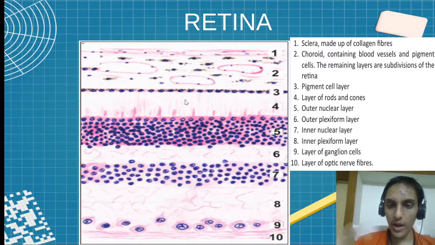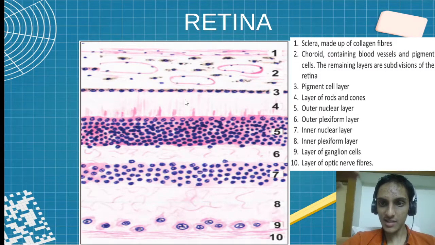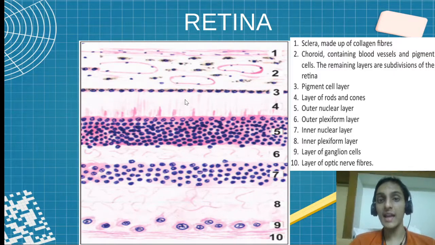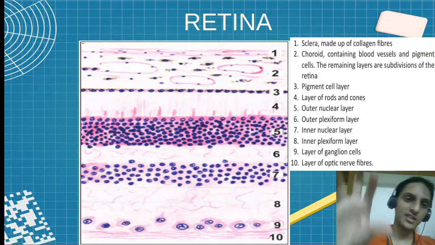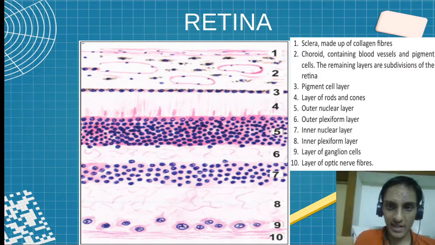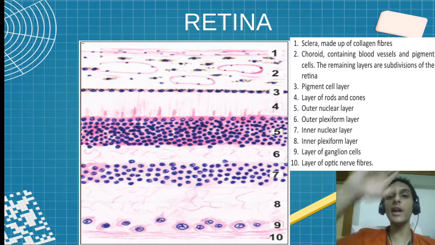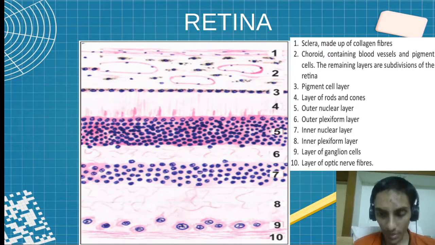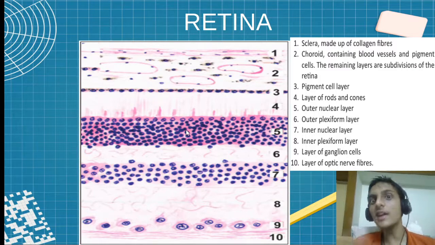So I'll give you a way to remember. SCR, South Central Railway: sclera, choroid and retina. If we see in the gross anatomy, first layer will be the sclera, second will be the choroid, third will be the retina. Okay, and fifth is the outer nuclear layer. So please remember now, fifth and seventh layer. You are seeing the fifth and seventh layer. These are the nuclear layers.